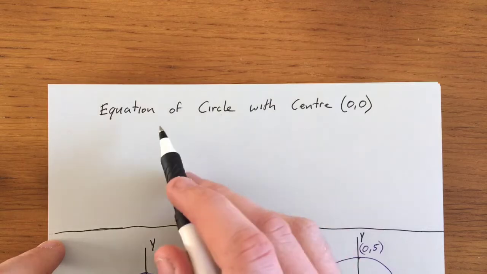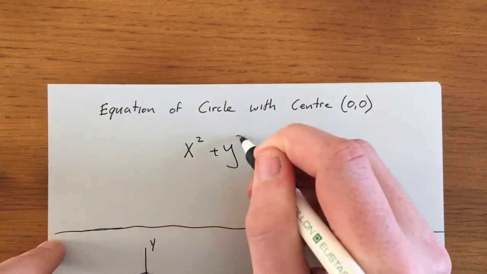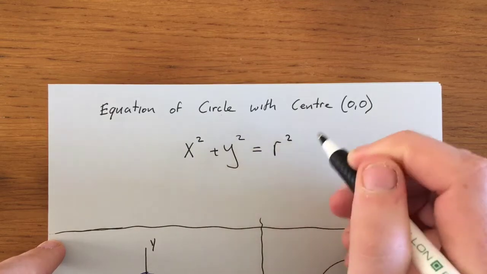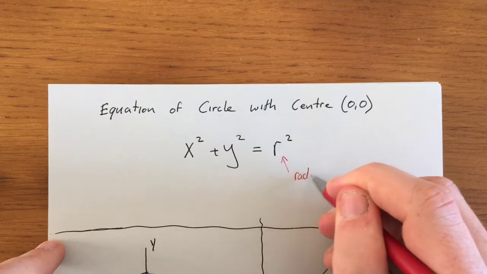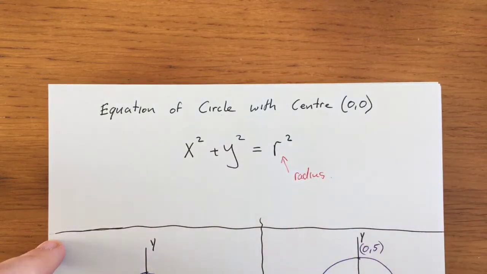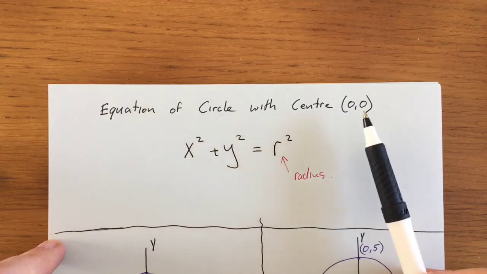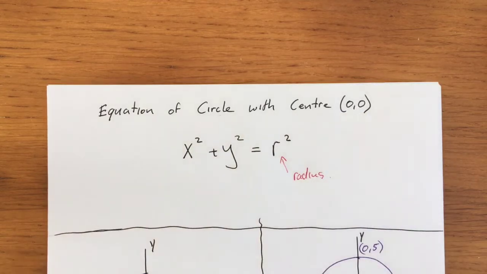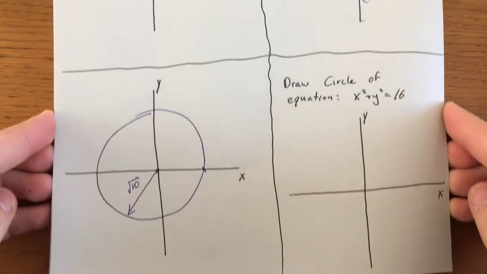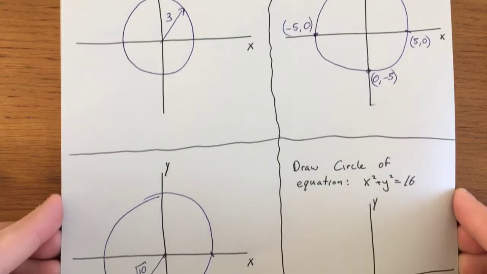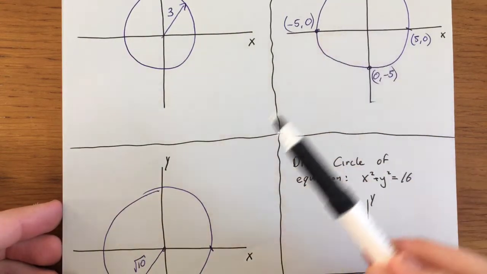The formula for all these equations is going to be x squared plus y squared is equal to r squared, where r is always going to be the radius. But this is only for a circle that has its center on 0, 0. If we look at these two circles here and this one down here, for each of these circles, the center of the circle is on 0, 0.